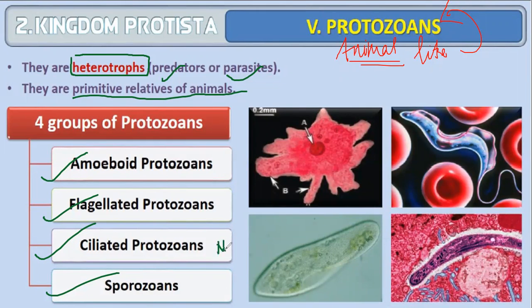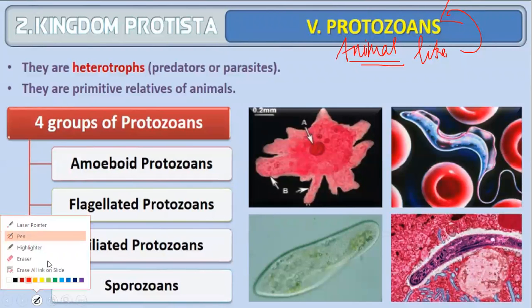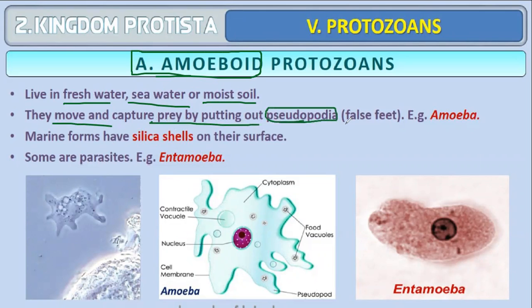You have a neat MCQ on ciliated protozoans. Very important, which can be asked again in your MCQ. First, we are going to discuss the amoeboid protozoans. They live in freshwater, seawater, or moist soil. They move and capture prey by putting out pseudopodia or false feet. Example is Amoeba. Only one example, that is Amoeba.